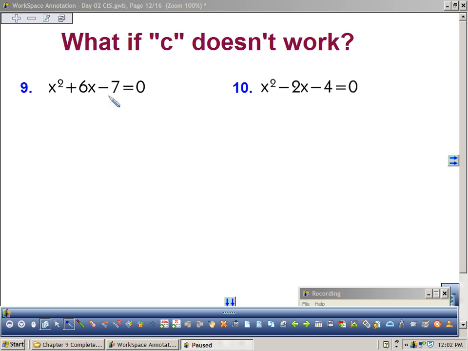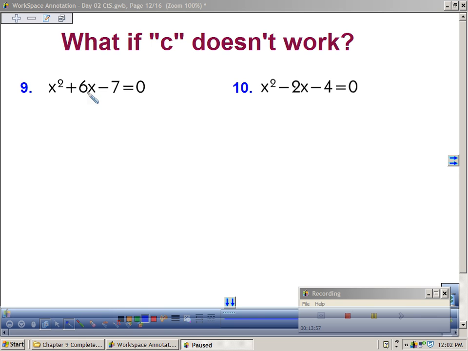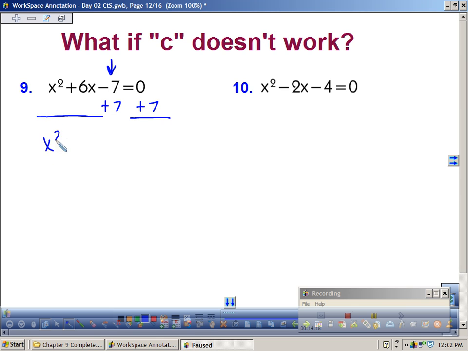No, some of them won't be perfect. How could I make this a perfect square? First of all, I say to myself, well, 6 divided by 2 is 3, and 3 times 3 is 9. Is that a 9? Let's make it a 9. How am I going to do that? You're on the right track. If I add 7 to both sides, I could get rid of that 7 right there, right? So I'm going to say x squared plus 6x plus blank equals 7 plus blank. My first objective, is that the same equation? Are these two equivalent? Why?